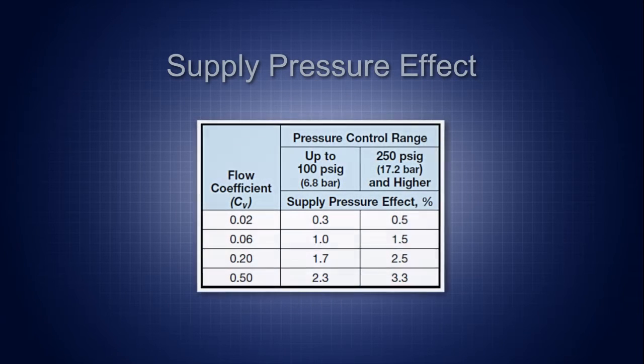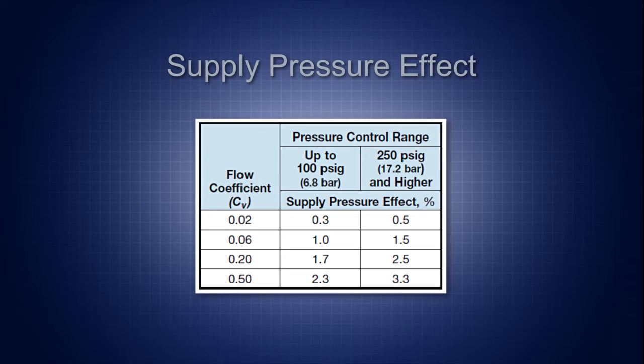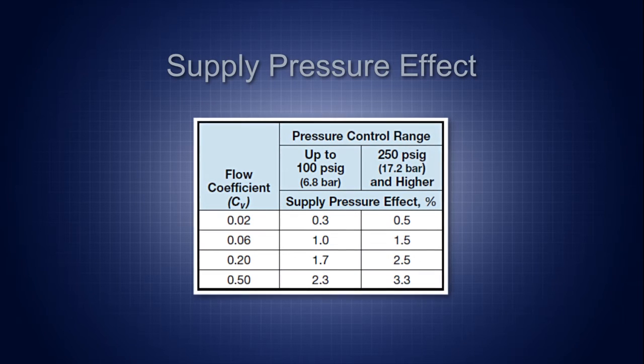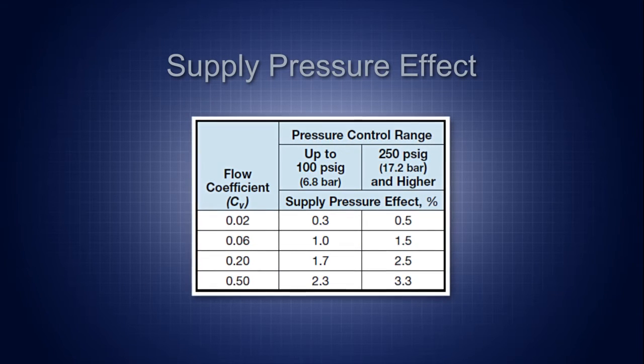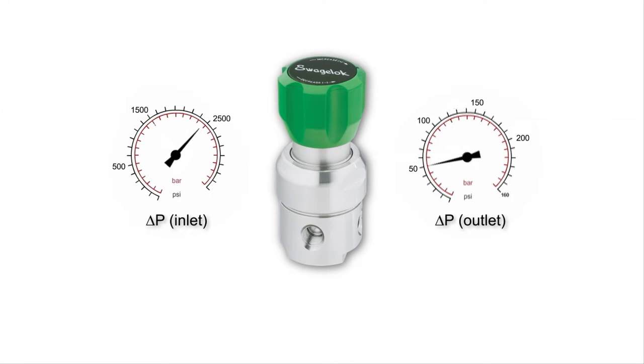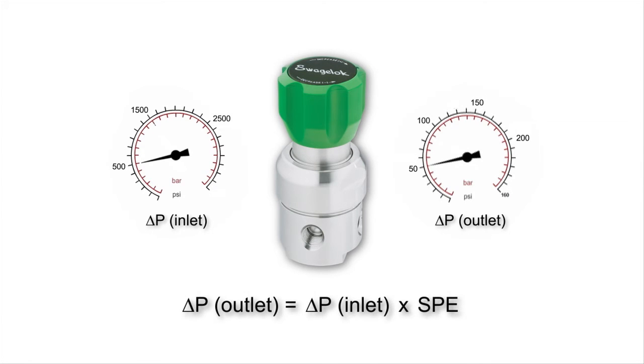A regulator's supply pressure effect value is typically provided by the manufacturer and can be published as either a percentage or as a ratio. Supply pressure effect in a single-stage regulator occurs whenever there is a change in inlet pressure. However, it may only be noticeable when the change is significant. For example, when a gas cylinder has drained and the pressure dropped from 172 bar to 34 bar, or 2500 psig to 500 psig. The degree of outlet pressure variation for a regulator can be estimated with this formula.